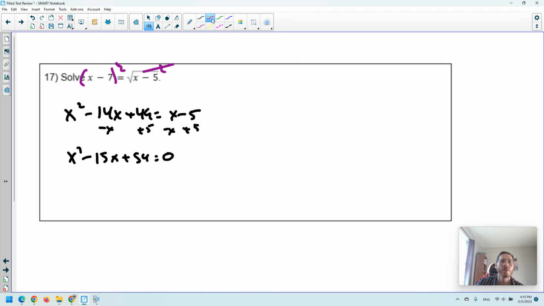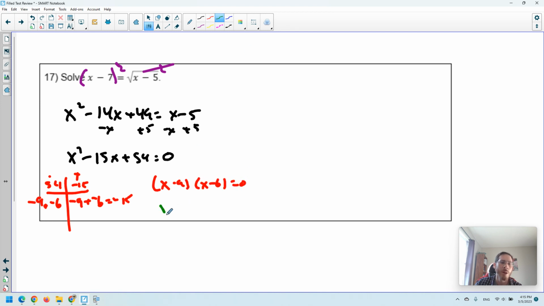We'll just solve it with the t-chart. So we'll do a little t-chart factor. Needs to multiply to 54 and add up to negative 15. Well, that's negative 9 times negative 6. Negative 9 plus negative 6 is negative 15. So that's all good. x minus 9, x minus 6 equals 0. Solve it with the zero product property. x equals 9, x equals 6.